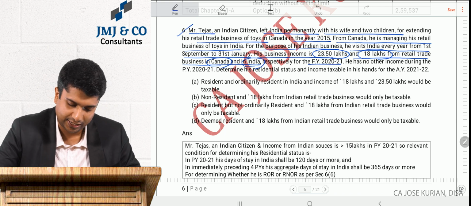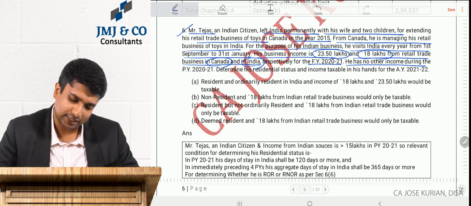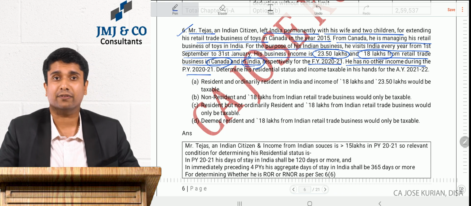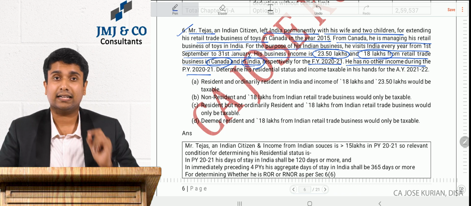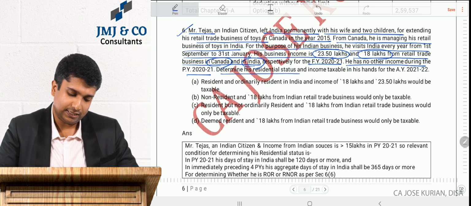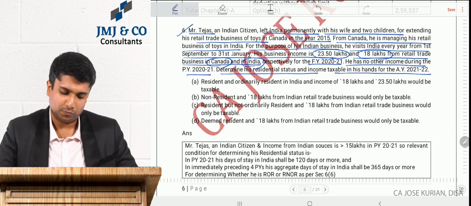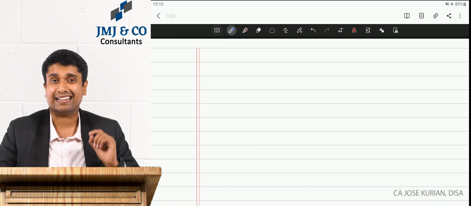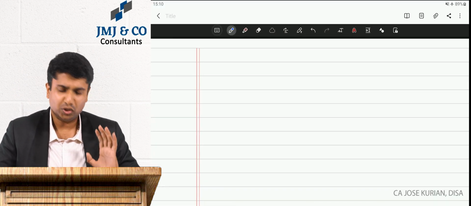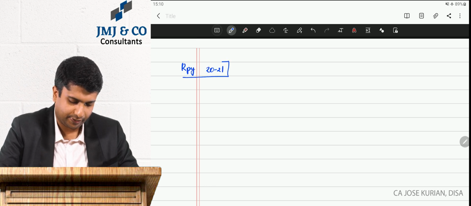That's what they are saying in the financial year 2021. Now, he has no other income during the previous year 2021. So he doesn't have any other income other than this in the year 2020-21. Determine his residential status and income taxable in his hands for assessment year 21-22. So you need to determine his residential status and taxable income. So for determining residential status, the relevant previous year in the question is 2020-21.